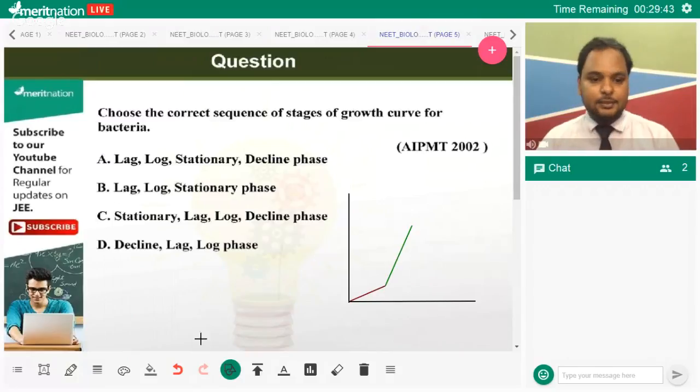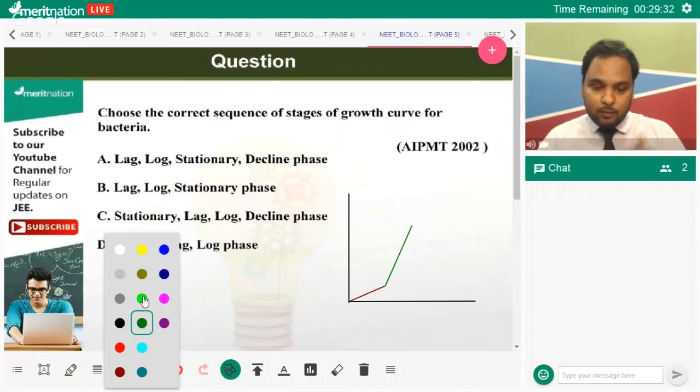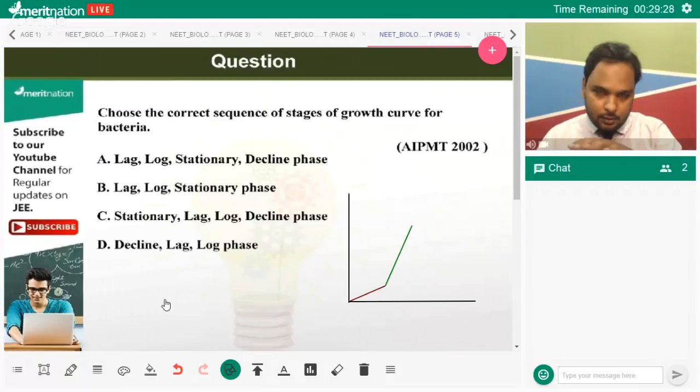Now, next is, see what happened. Every time a bacteria grows, it requires nutrition, it requires space, right? Now, what will happen? The nutrition comes to a quantity where the bacteria start growing slowly. Okay, so there is a stationary phase.